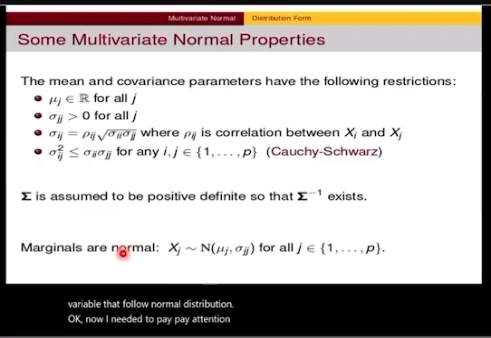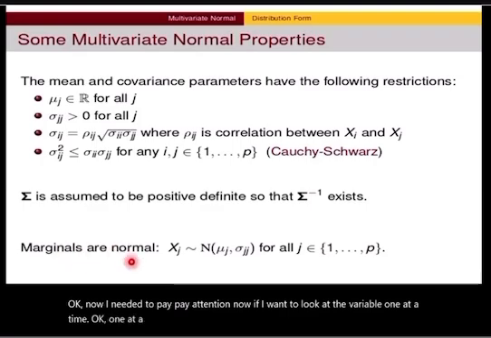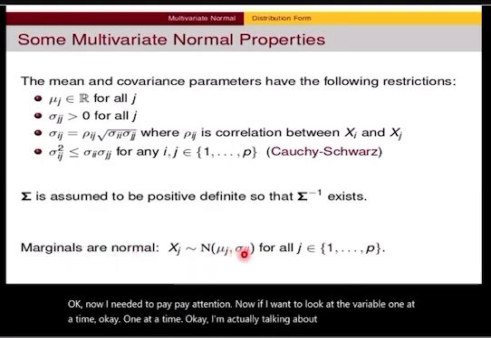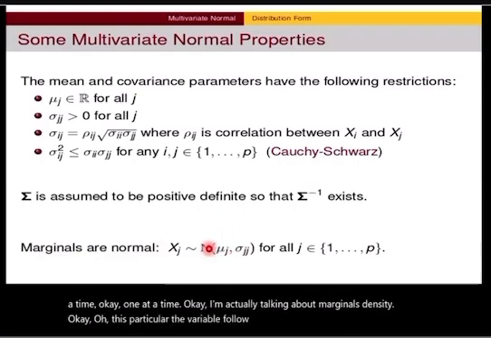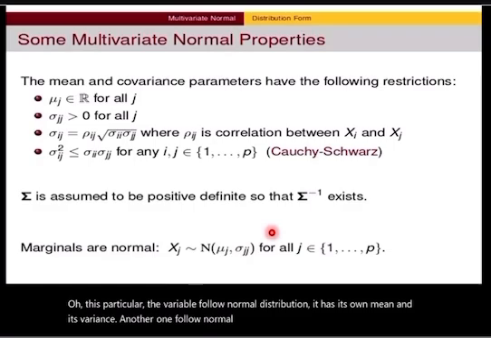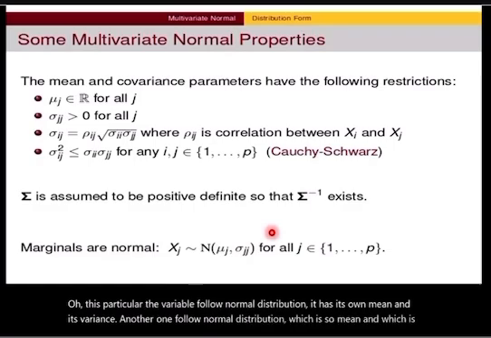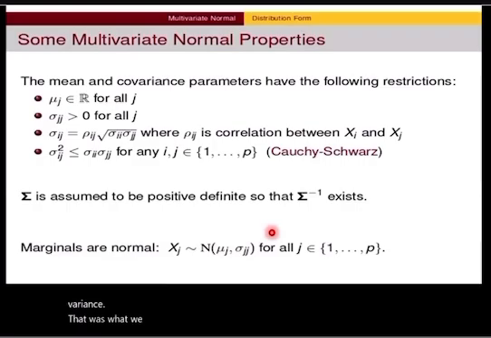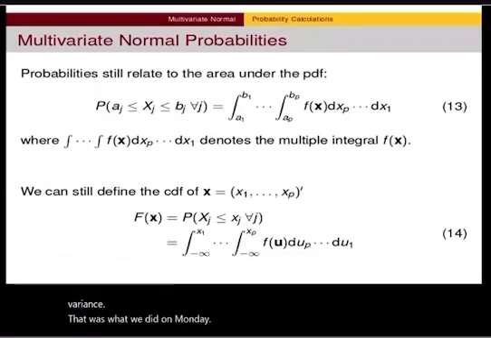Now, if I want to look at the variables one at a time, I'm actually talking about marginal densities. This particular variable follows a normal distribution. It has its own mean and its variance. Another one follows a normal distribution with its own mean and its variance. That was what we did on Monday. Now, I need you to pay attention to this page. If I have so many variables, x1, x2, up to xp, let me tell you this.